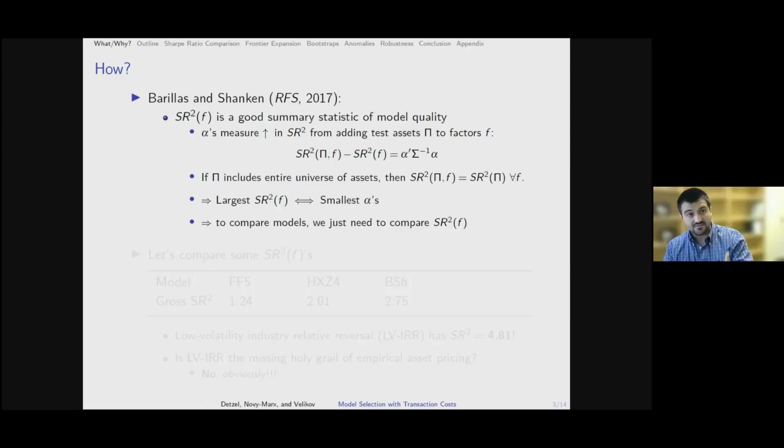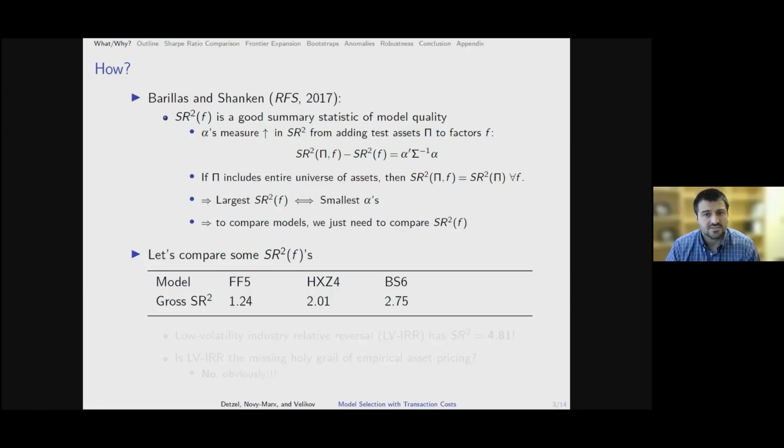And so to motivate the results in our paper, let's compare some squared Sharpe ratios. In a follow-up paper, Barillas and Shanken essentially compared the squared Sharpe ratios between the Fama-French 5-factor model, the Hou-Xue-Zhang 4-factor model, and a 6-factor model that they themselves proposed based on a selection procedure they introduced in that paper. And not surprisingly, what they found was that the model they're proposing performs best. Its squared Sharpe ratio is more than twice the Fama-French one, significantly higher than the Hou-Xue-Zhang one. So based on this criterion, they've advocated for that factor model.